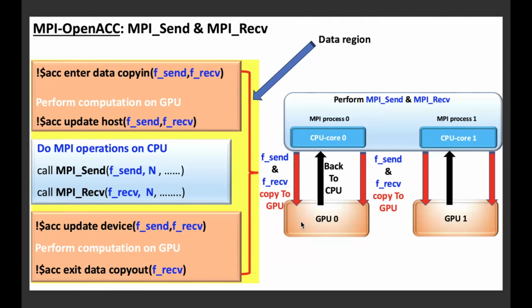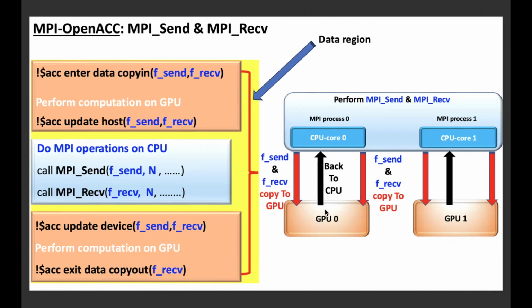So once the data are ready on the GPU with the use of this copyin class, what it does is allocate memory on the GPU, and then copy the data to the GPU. So our data are here in the GPU, and we can do some computation here. Once we are done, we want to go back to the CPU, and going back to the CPU is done by this directive, update the host.